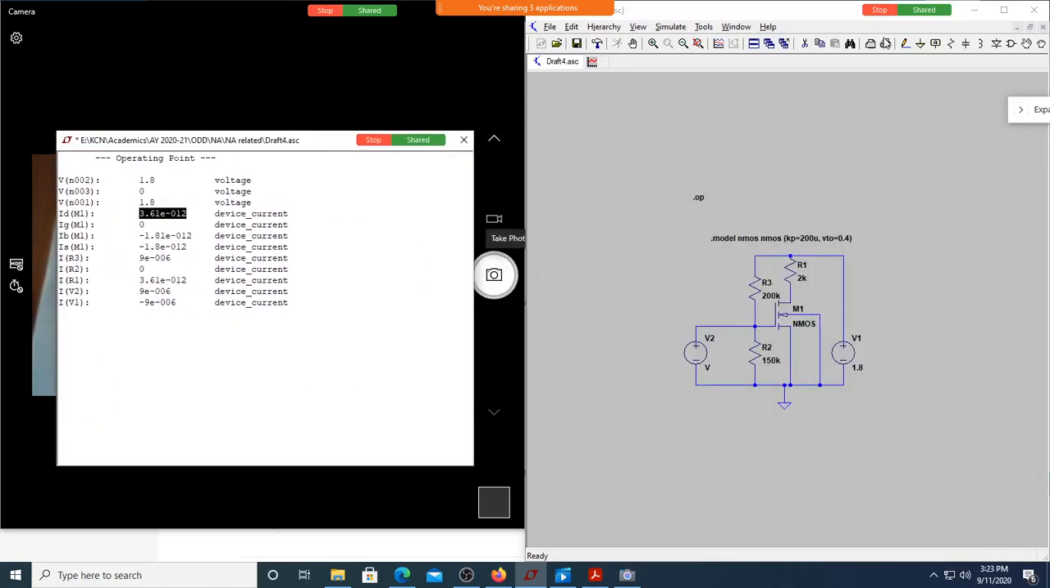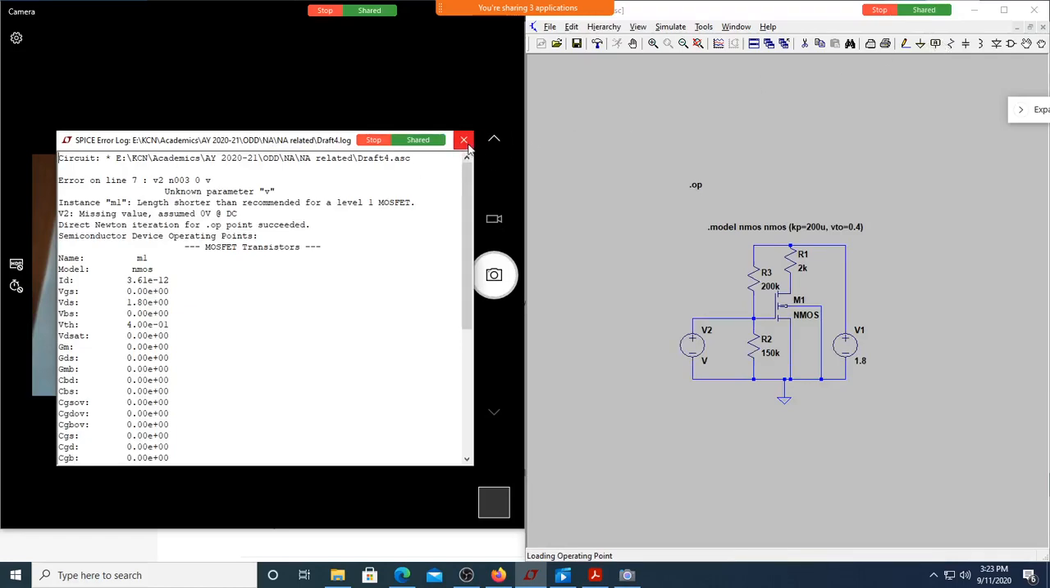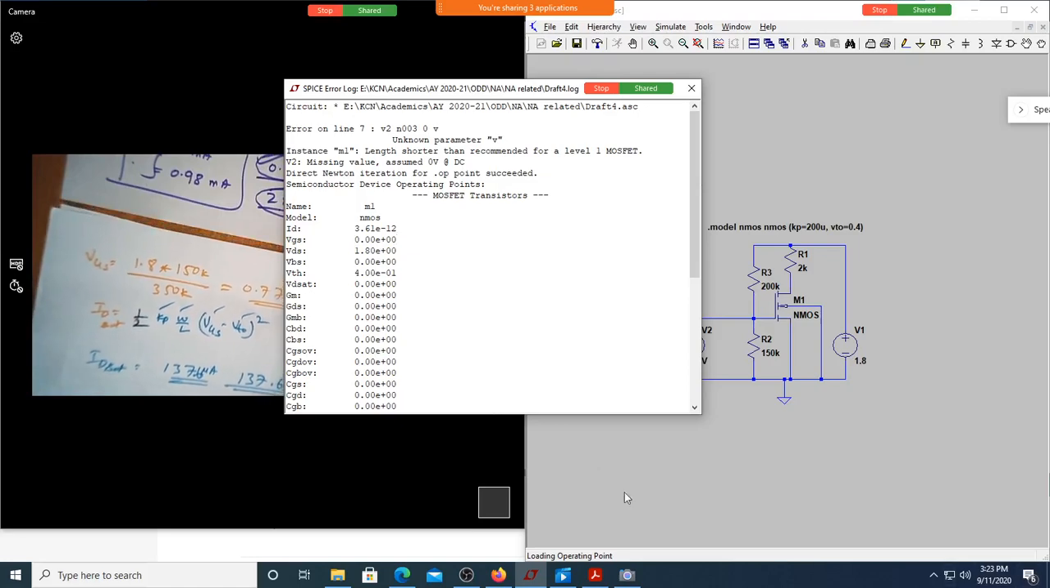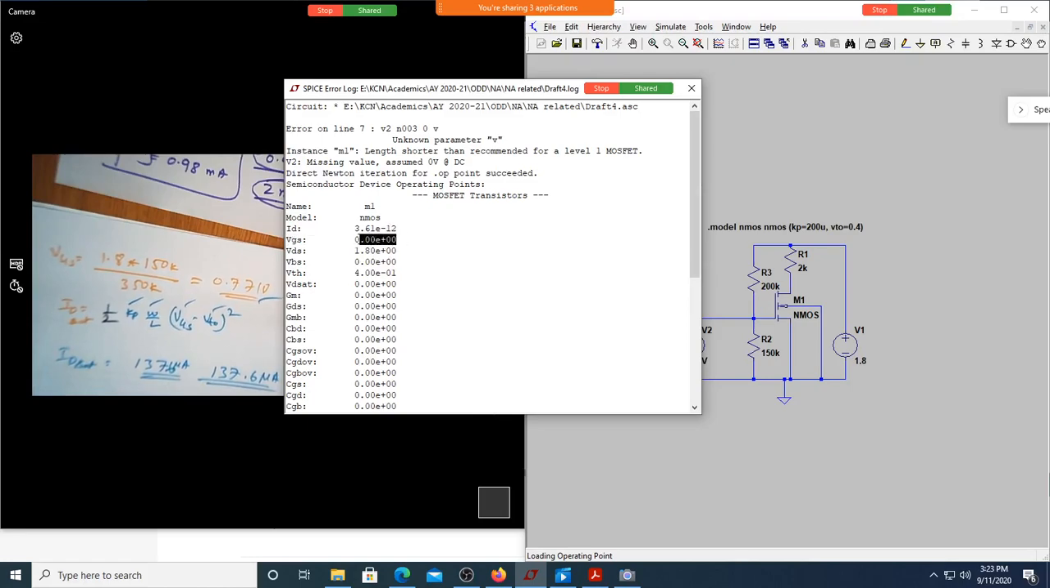So shall we just name the labels? Let me stop this. Of course, here also you can see it gives the error, spice error. You can see the ID is this much. Can you see VGS is 0 volt? But actually, how much is VGS we are looking at? 0.77. But here you can see it is showing it as 0. That is why we are not getting it properly.